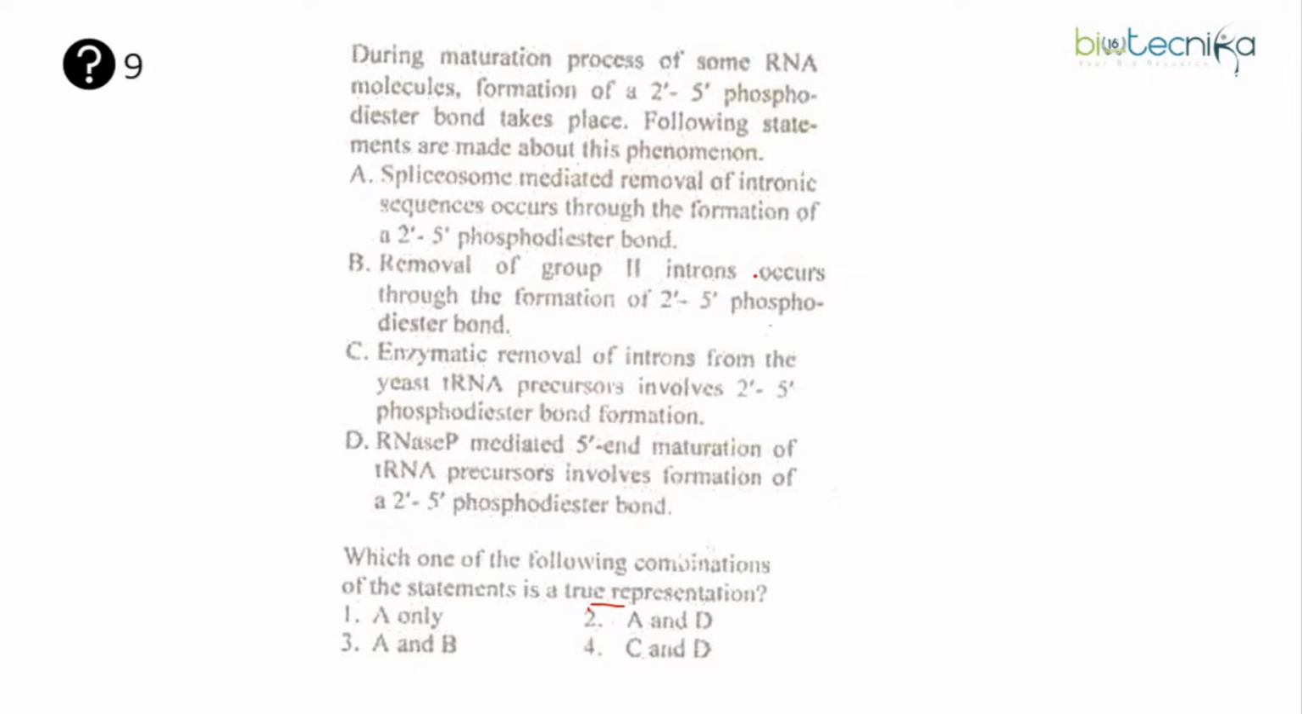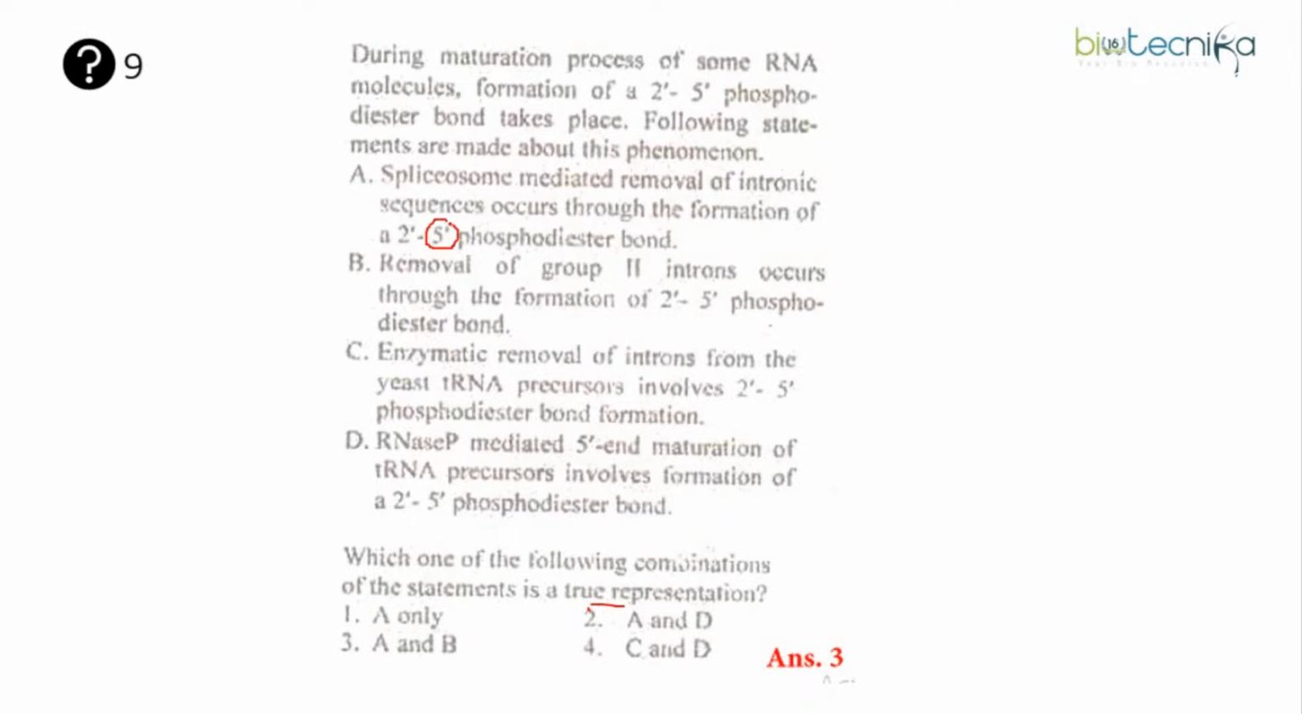So this is straight away from the theory. So what should be the correct answer? Option 3, you're saying. The correct answer is option 3. Spliceosome mediated removal of intronic sequences occurs through the formation of 2'-5' phosphodiester bond.